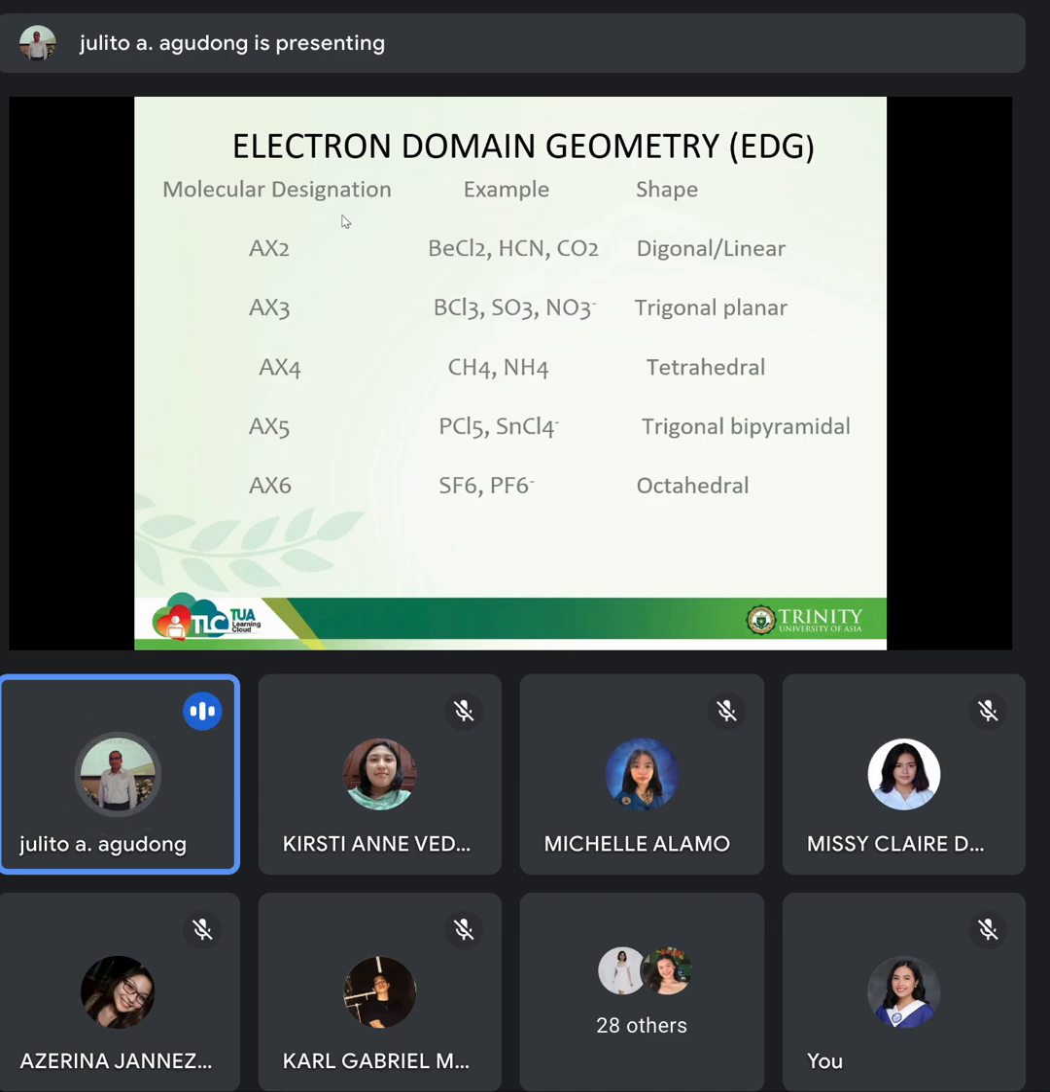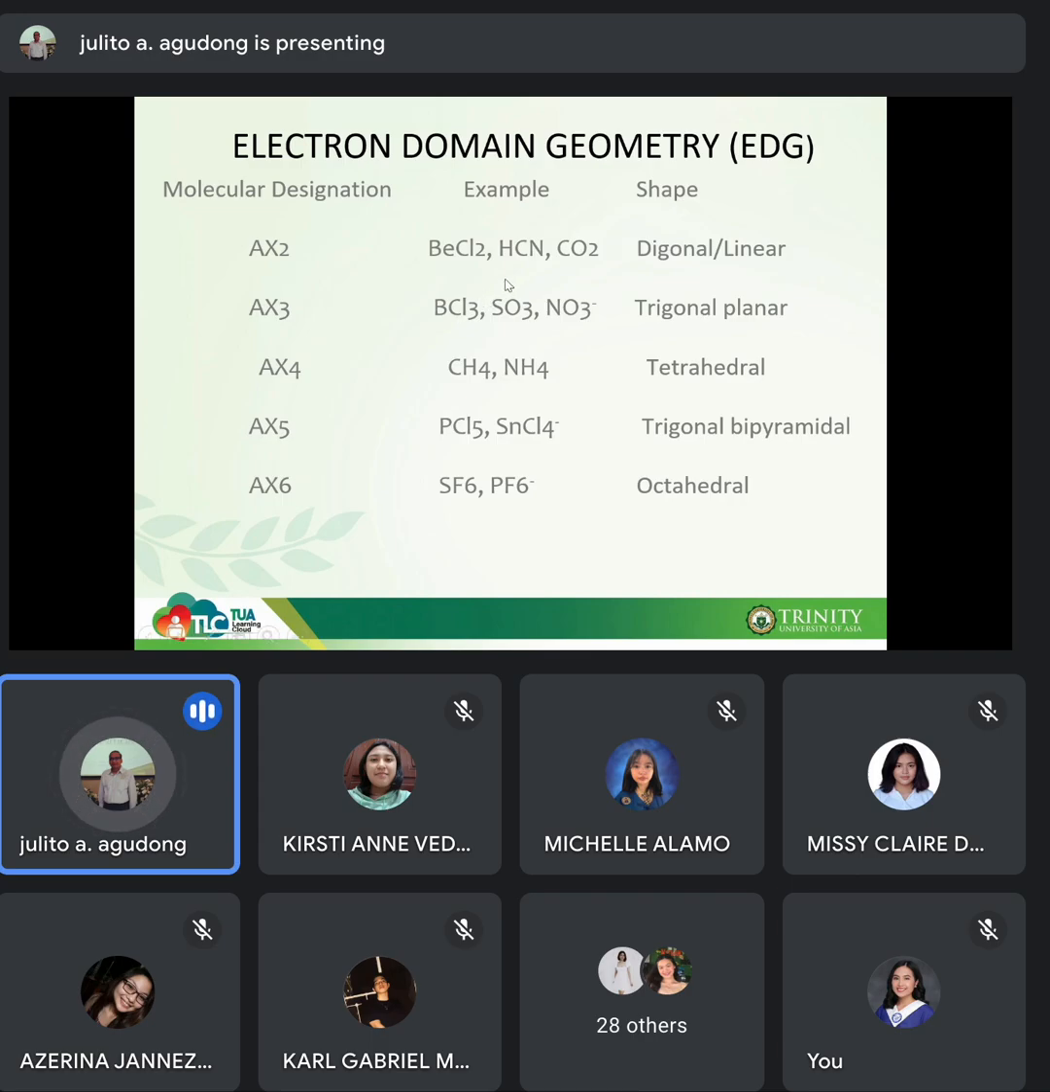Now, AX4, meaning there are 4 atoms. The molecular shape designation AX4, there are 4 atoms surrounding your central atom. These are the molecules, this your methane and your ammonium ion, with a positive 1 charge. Okay, the shape is, of course, tetrahedral.